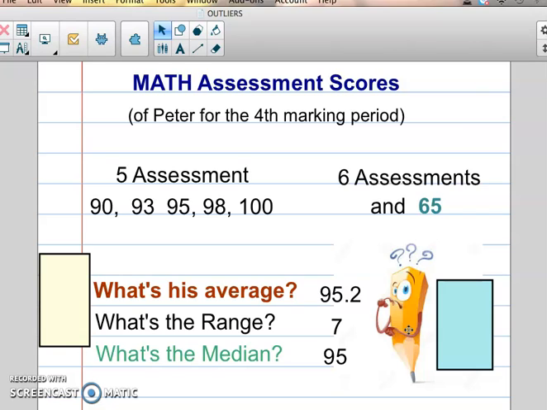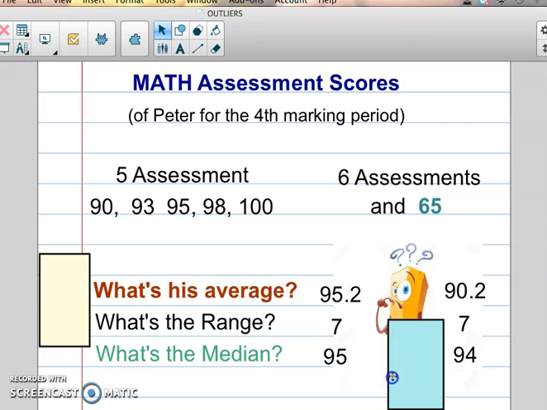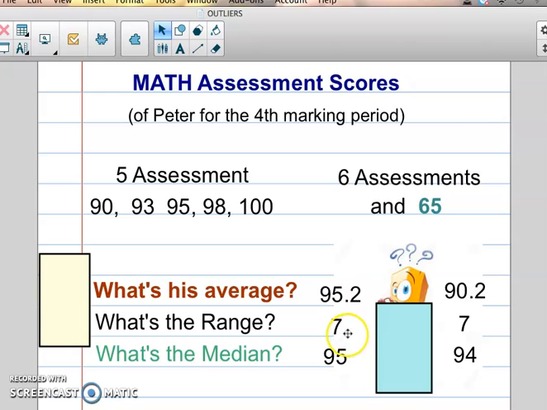65 becomes the outlier. If you look at that set of data, his scores are amazing, all 90s and 100s. And then all of a sudden he got 65. What do you think is going to happen to his average? You're right, it's going to be lower. So instead of 95, he will get 90 for his average. The range is still 7 because it's just 100 minus 93, which is still 7. And the median is not that far away, it's 94. But his average went down 5 points because of that.